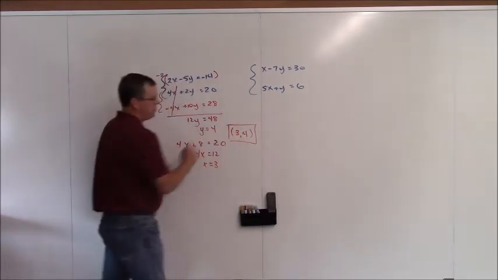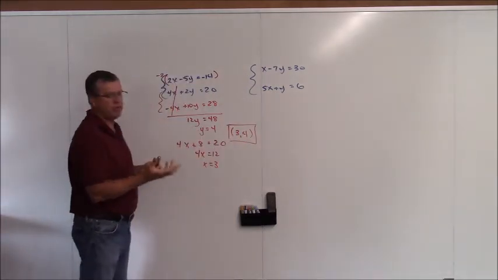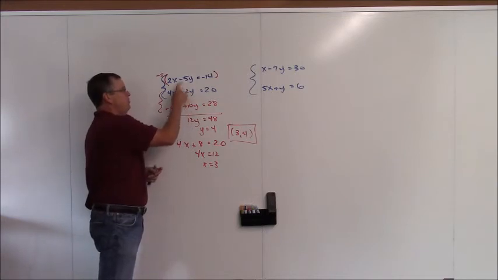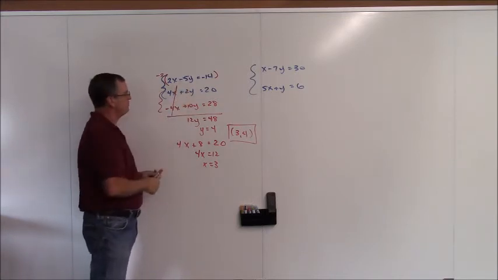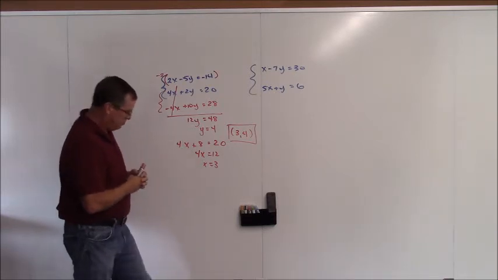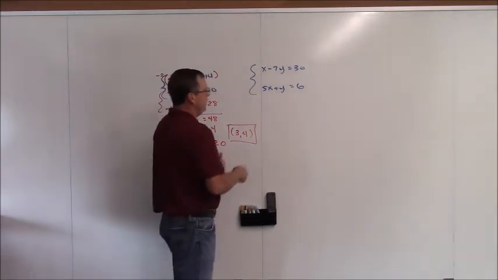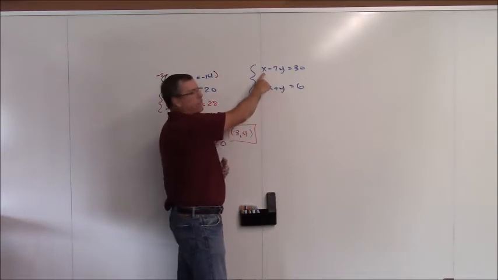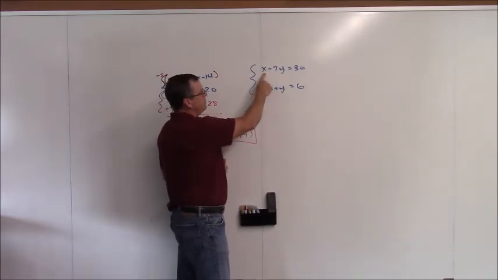I want to make sure I give that as a coordinate point because it's the point where these two lines would intersect. All right, the other method we learned would be substitution. And substitution works really well when you've got one variable that's by itself. And I could do that for x or I could do it for y.